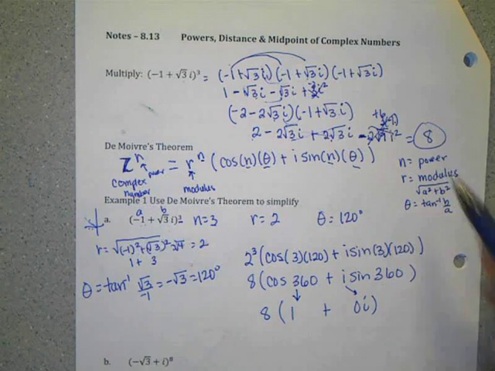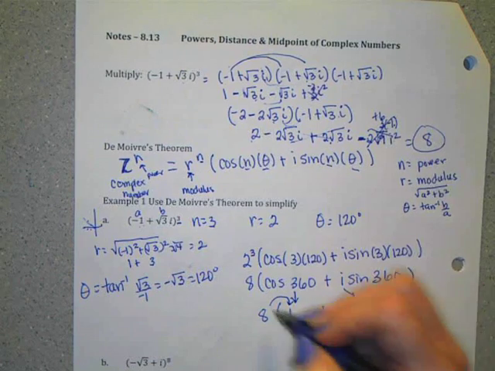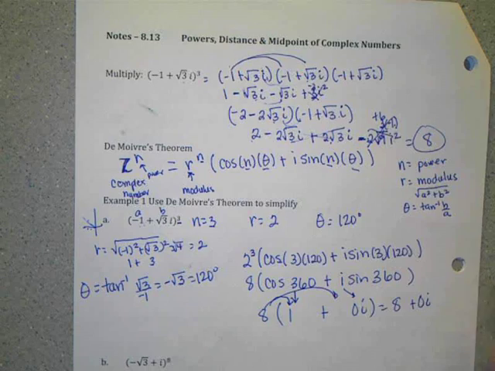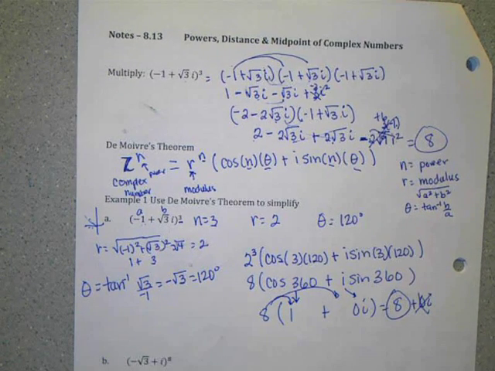Hopefully you can see how we're going to get to that answer of 8. 8 times 1 when I distribute is 8. And I distribute here, plus 8 times 0 would be 0i. Well, 0 times i would just be 0, so it's gone. So your answer is simply 8.